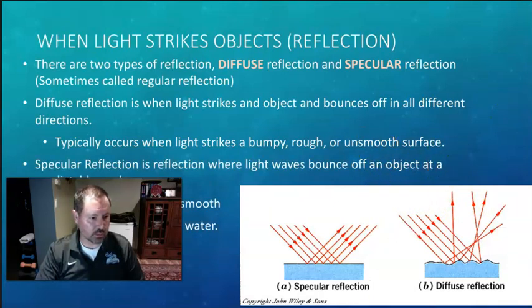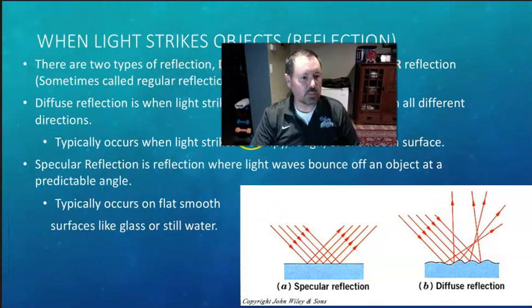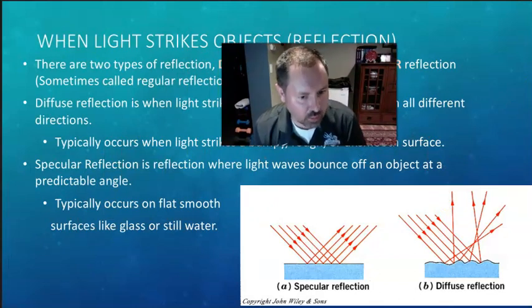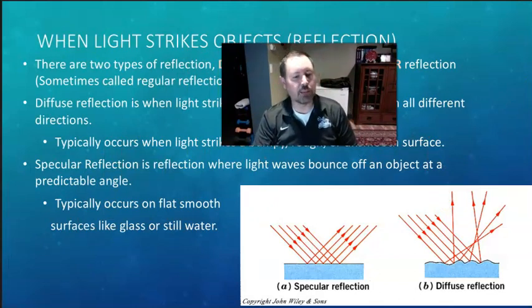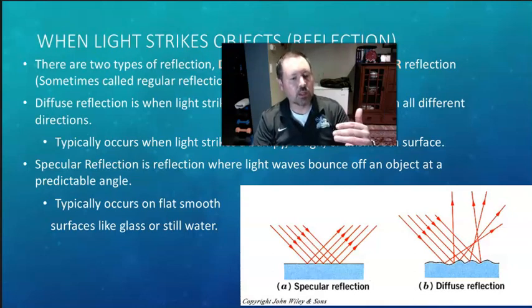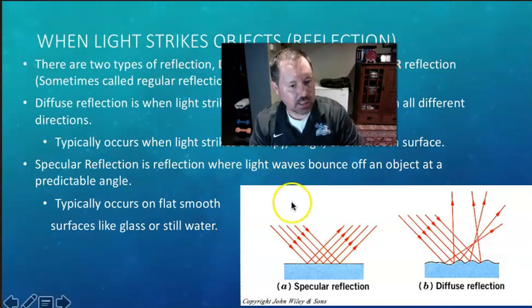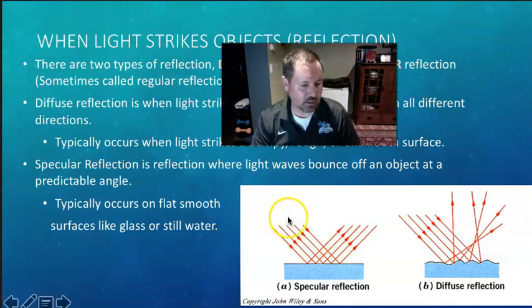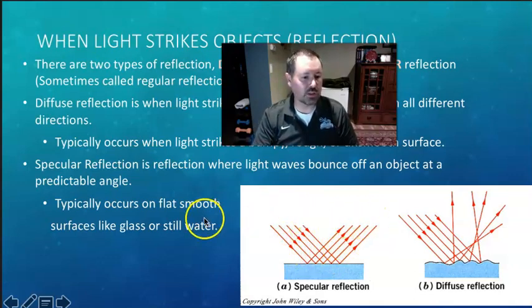And let me see here, let's move me around. Specular reflection is reflection where light waves bounce off of an object at a predictable angle. We talked about this before. The angle of incidence equals the angle of reflection. So if this is 45 degrees, the angle of reflection is 45 degrees. It typically occurs with a flat, smooth surface.